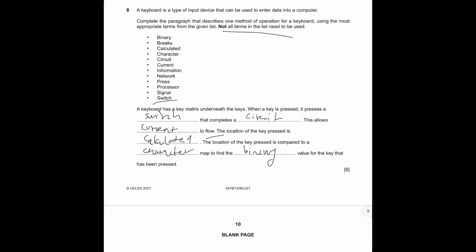The location of the key pressed is then calculated, where it's located. The location of the key pressed is compared to the character map. I think that's the most reasonable answer. The character map is used to find the binary value for the key that is being pressed.